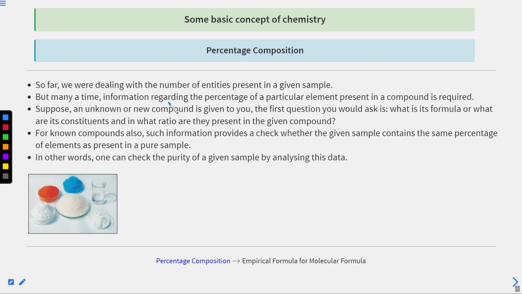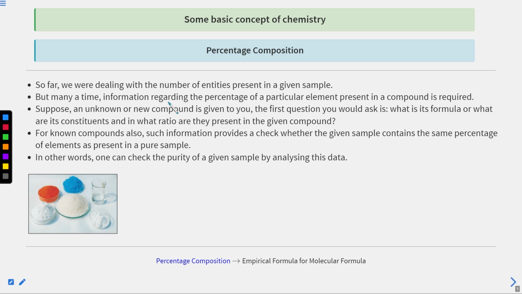So let us continue with the chapter Some Basic Concepts of Chemistry. Till now we are dealing with numbers and all. We are seeing the number of moles, we are seeing the number of molecules. But doing the analysis of a given compound is very difficult in terms of these entities or counting the molecules. And we know a very good method to do the analysis, something called percentage composition. So what is this percentage composition?